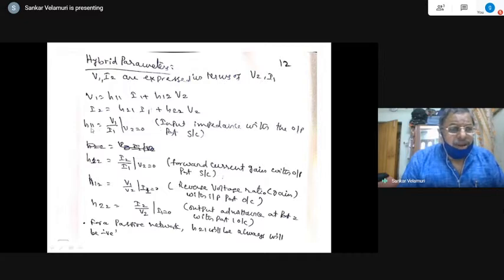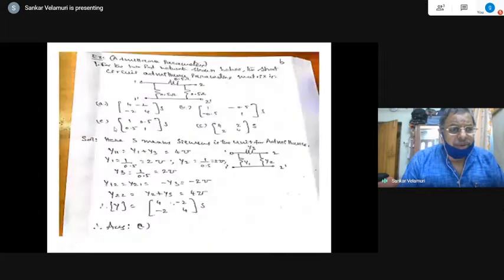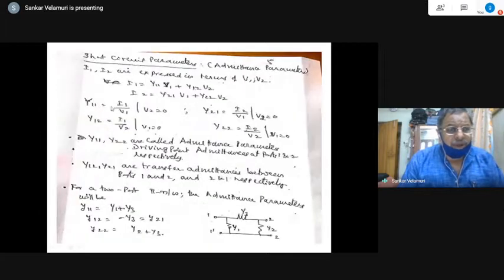So there is a relationship between certain quantities. That is how you can imagine, right? So H11 is equal to V1 by I1 when V2 equal to 0. But that is I1 by V1 in the other case, because I1 is equal to Y11 into V1 plus Y12 into V2. Don't get confused here, but I am telling you because the ABCD parameters are there and the admittance parameters are also there. So you can see Y11 is equal to I1 by V1 when V2 equal to 0. But here we have a different relationship, right?